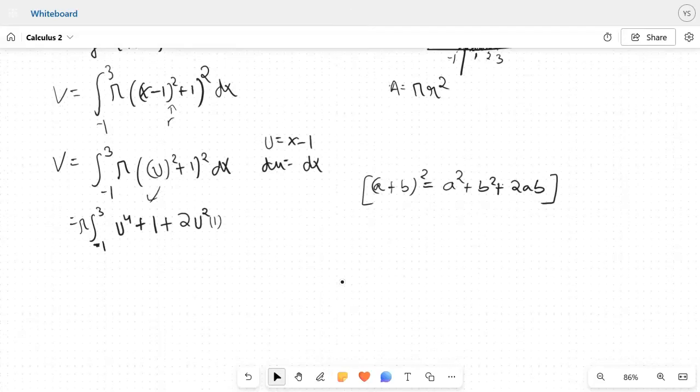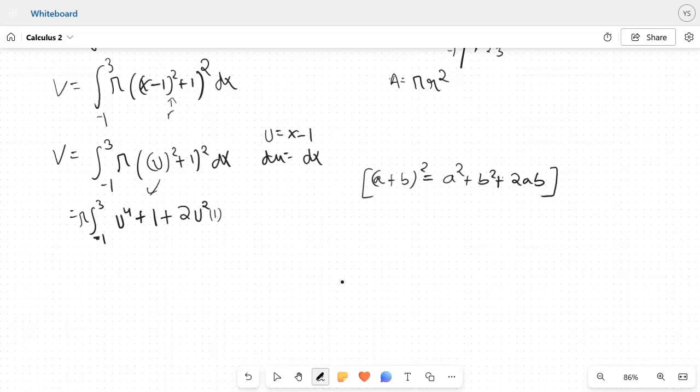Now, since we have all our constants, and we have u to some power, this makes it easy to solve the integral. So, what is it going to be? Using the power rule, it's going to be u to the fifth over 5 plus u plus 2u cubed over 3 from negative 1 to 3.